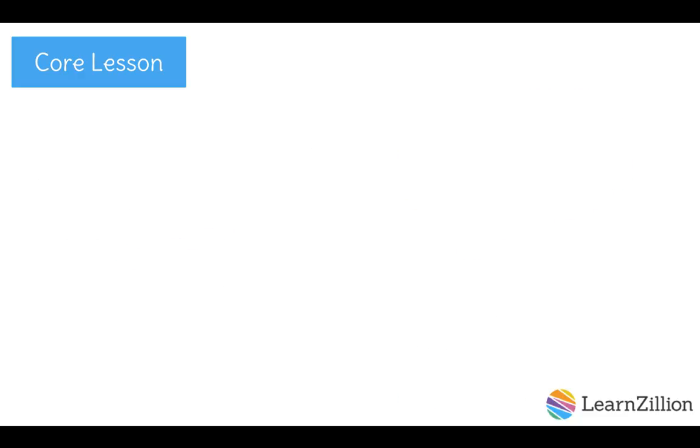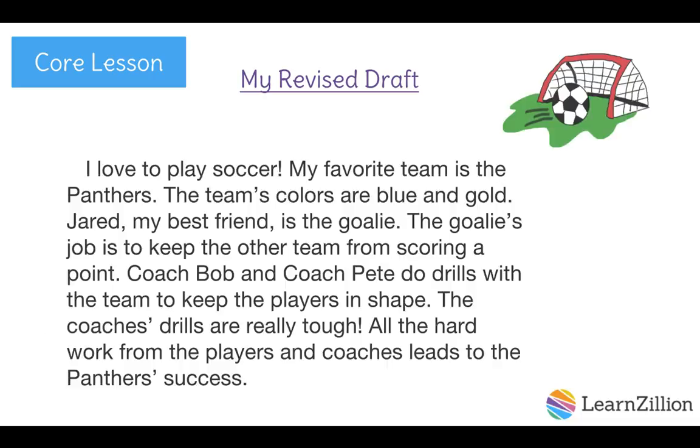Here is our revised draft. Listen to it as I read it aloud. I love to play soccer. My favorite team is the Panthers. The team's colors are blue and gold. Jared, my best friend, is the goalie. The goalie's job is to keep the other team from scoring a point. Coach Bob and Coach Pete do drills with the team to keep the players in shape. The coach's drills are really tough. All the hard work from the players and coaches leads to the Panthers' success. As I read, I notice how the apostrophes help me make better sense of these sentences.